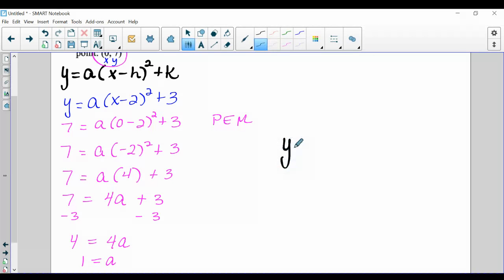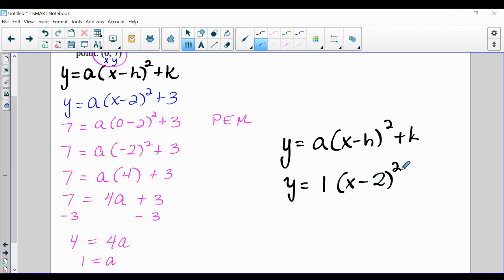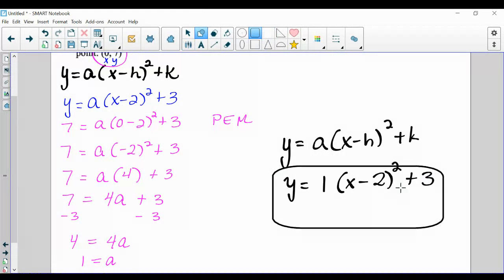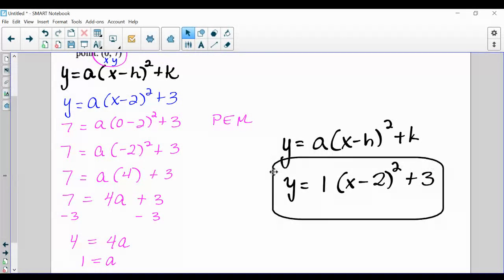So our final answer would be values a equals 1, h is 2, and k is 3. And that is it. All right, so that's our final answer here.